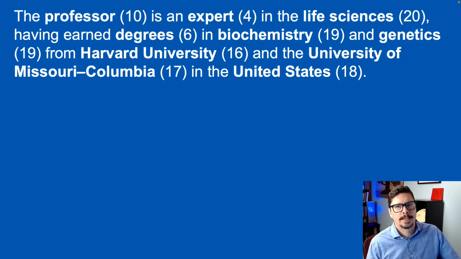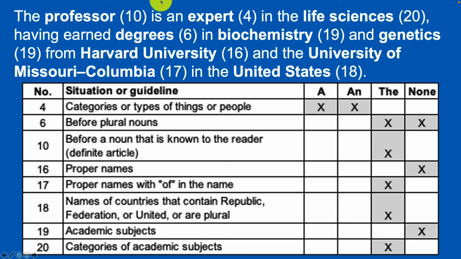The professor is an expert in the life sciences, having earned degrees in biochemistry and genetics from Harvard University and the University of Missouri Columbia in the United States. So the professor, we're using an article, the, and this is using Rule 10, before a noun that is known to the reader. This is a sentence pulled out of context, but we're going to assume that the professor was previously introduced so that the reader knows which professor we're talking about. An expert, so this has the article an. This is rule number 4, a category or type of things or people. In the life sciences, that's rule number 20, categories of academic subjects.